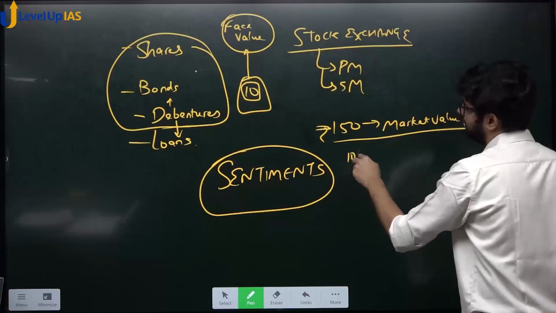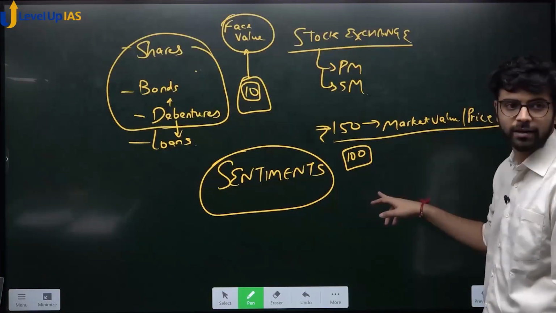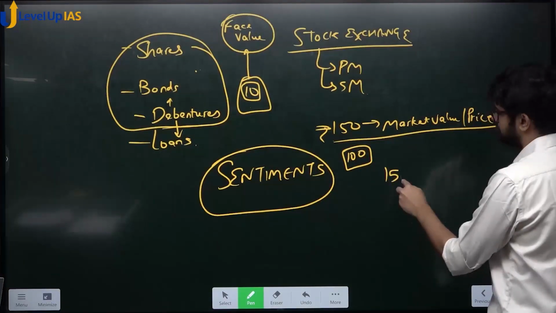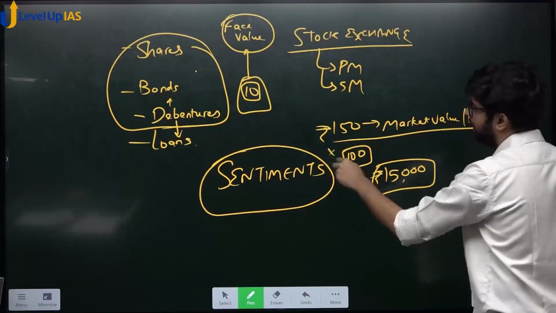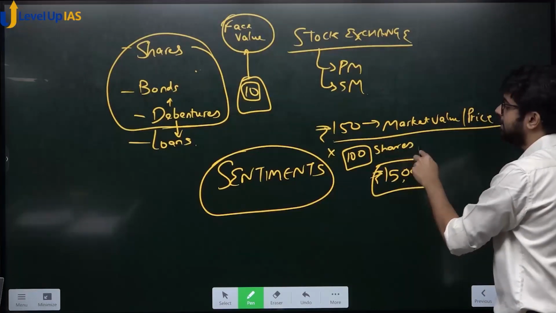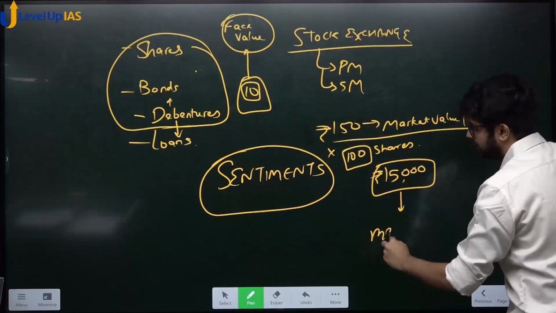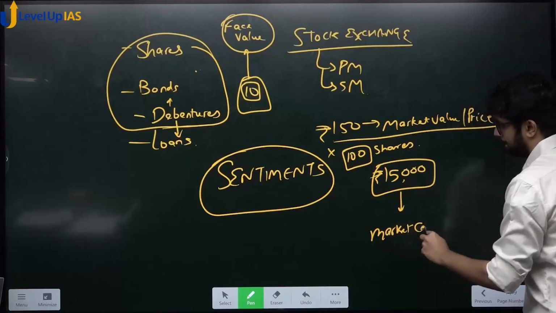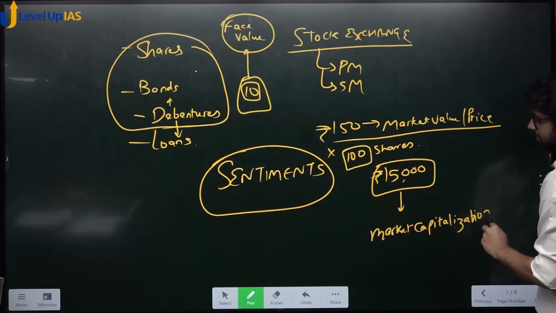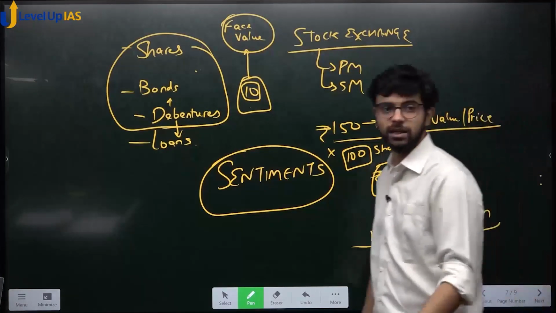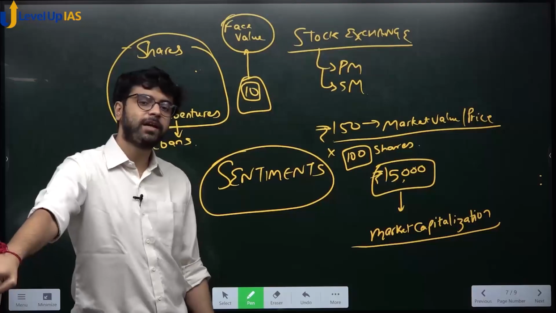Let us say we are having 100 shares, for example. How much is the total value of the company? 150 into 100 बराबर 15,000. Yes or no? Rupees. 150 into 100 shares. Total कितना shares है company में? Total worth is 15,000. This word is important. This 15,000 is called as फैंसी वर्ड यूज करते ना, मार्केट कैपिटलाइजेशन. Question, does market capitalization change every second, every day, every minute?